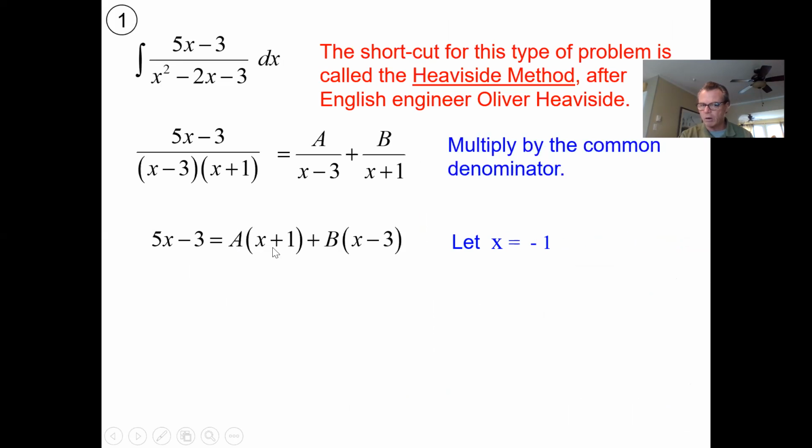So if you make this term right here 0 by making x negative 1, this whole thing is 0. And this would be a negative 1, and that would be a negative 1. So this would be 5 times a negative 1 is a negative 5, plus a negative 3 is a negative 8. This is all 0. This is negative 1 plus a negative 3. That'd be negative 4b. Divide both sides by negative 4. B is 2. This b up here would be a 2.